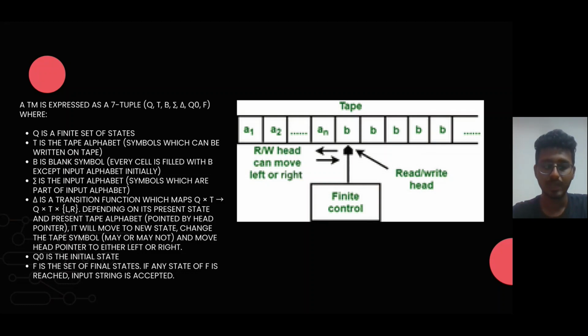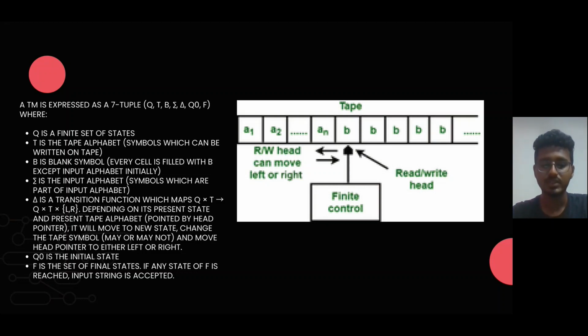Sigma is the input alphabet, symbols which are part of the input alphabet. Delta is a transition function which maps Q cross T to Q cross T cross {L, R}. Depending on its present state and the present tape symbol pointed to by the head pointer, it will also move to a new state, change the tape symbol, and move the head pointer to either left or right.